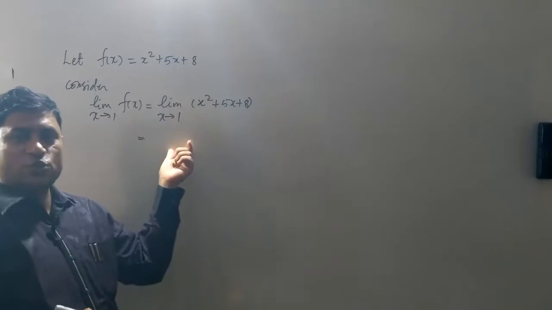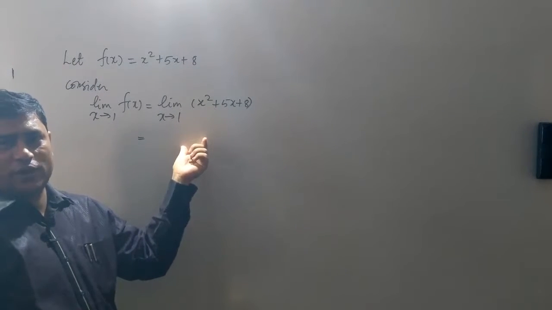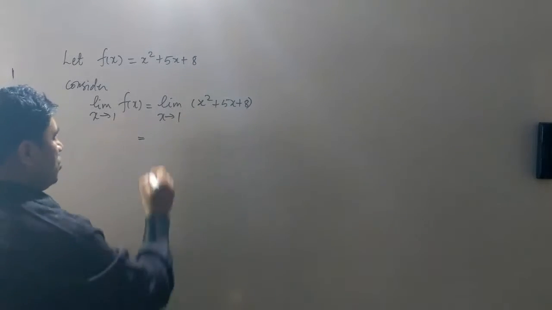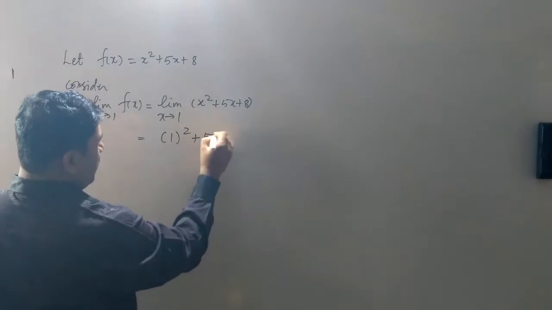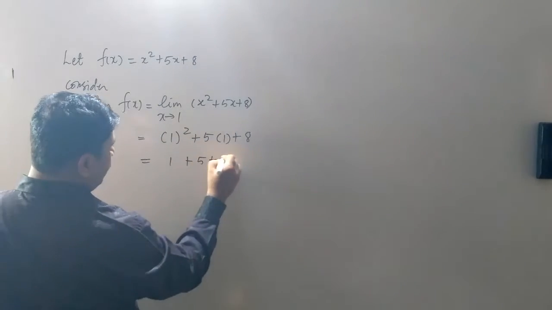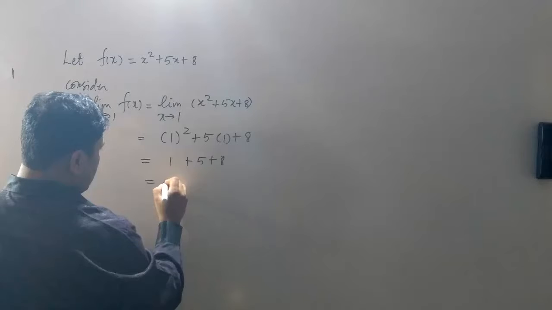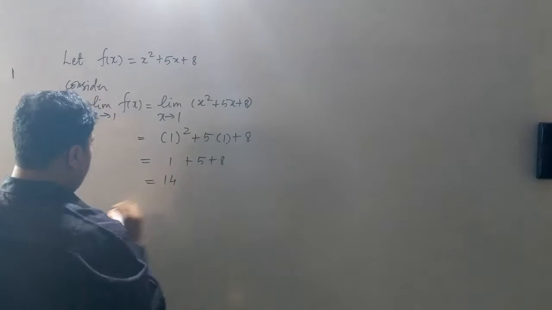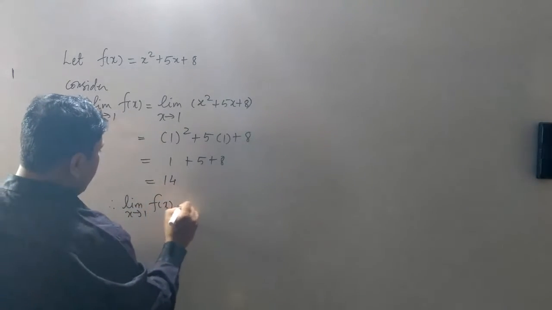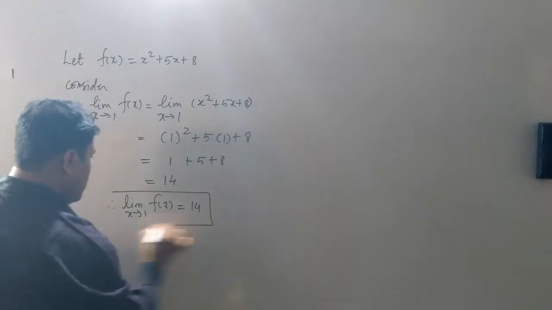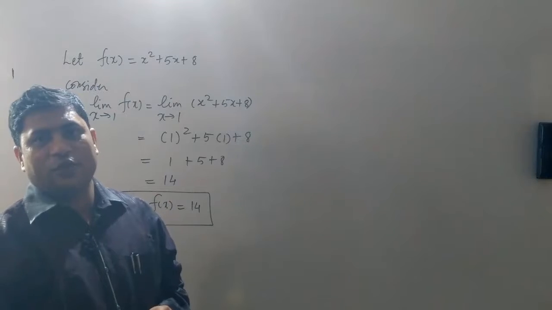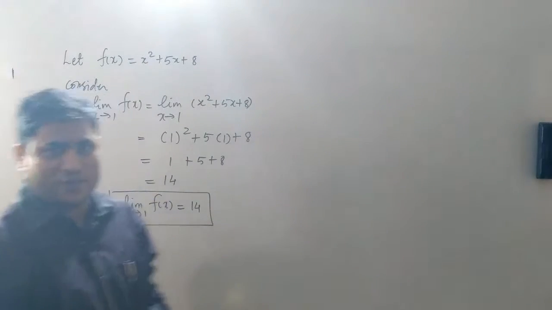Now this x tends to 1 means x is going to be very close to 1, nearly equal to 1, and that's why we replace the value of x by 1. So we get 1 square plus 5 into 1 plus 8, and hence it will be 1 plus 5 plus 8. So this is going to be 6 plus 8, which is 14, and hence we can write limit x tends to 1 f of x is equal to 14. This way we are able to apply the concept of limit x tends to 1 f of x, and we get the value to be 14.